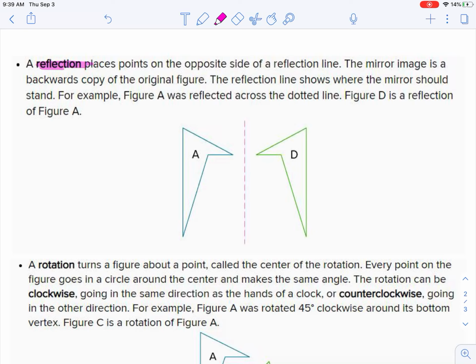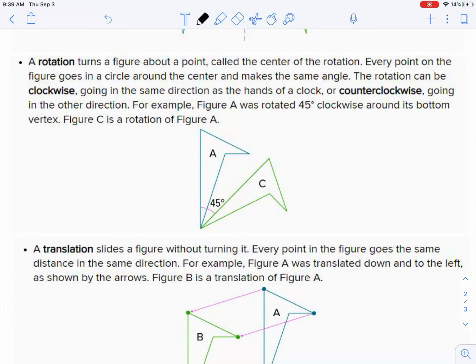So, for example, figure A was reflected across that dotted line. In this case, this dotted line is a vertical line of reflection. There can also be horizontal lines of reflection and diagonal lines of reflection. A reflection, in less mathematical terms, would be a flip.